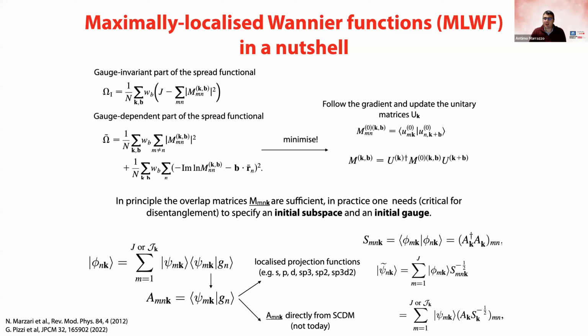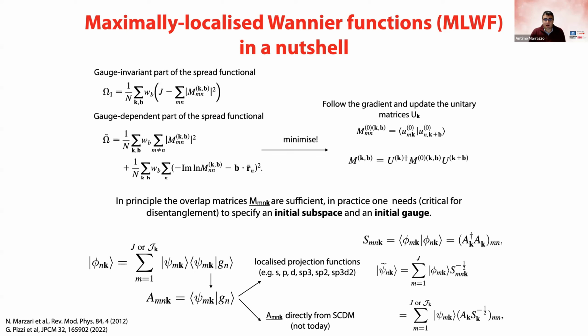Somebody asked me in the chat in the previous talk, while Giovanni was speaking, if you just need the overlap matrices. Yes, you just need these overlap matrices. But in practice, and this is critical for disentanglement but also needed for composite bands, one needs to specify an initial subspace and an initial gauge. And the way we do this is through this A_mnk projection matrix, okay?